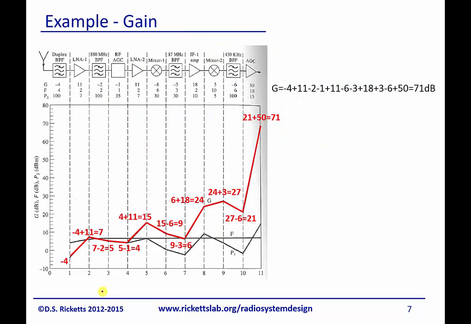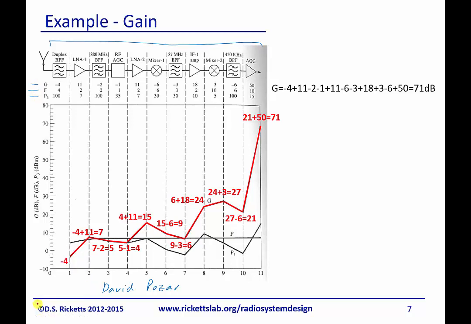So this is an example out of David Pozar's book. And it basically does an example for a whole receiver chain. And here we have gain, and then we have the noise figure, and then we have the OIP3.